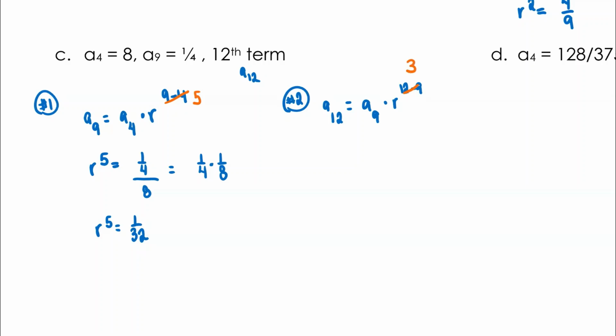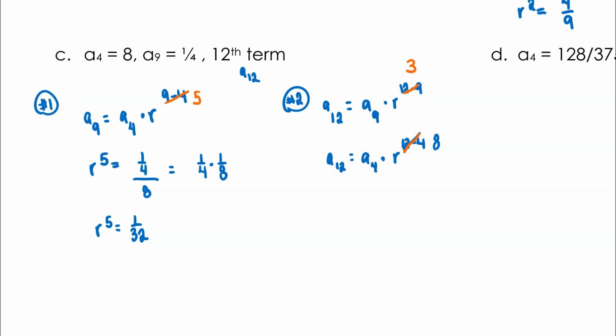Okay, so r to the 5th isn't going to help me. Well, what if I try my other one? My other term that they gave me was the 4th term. So if I did a sub 12 is equal to a sub 4 times r to the 12 minus 4, notice that would give me r to the 8.